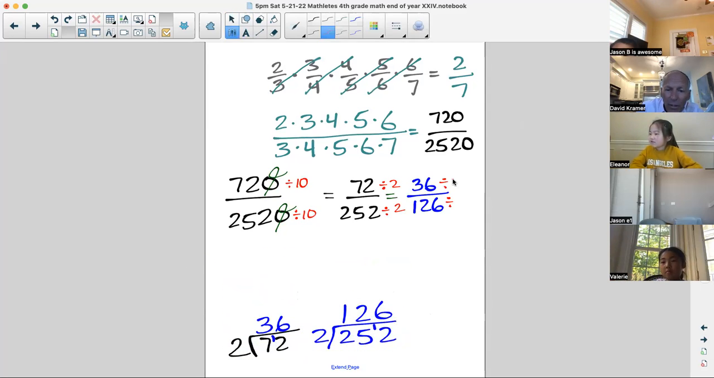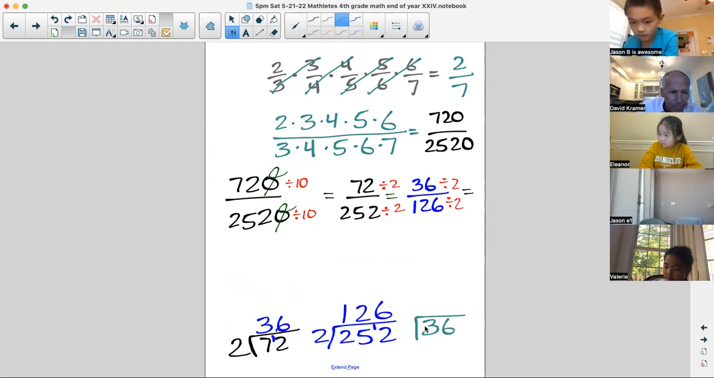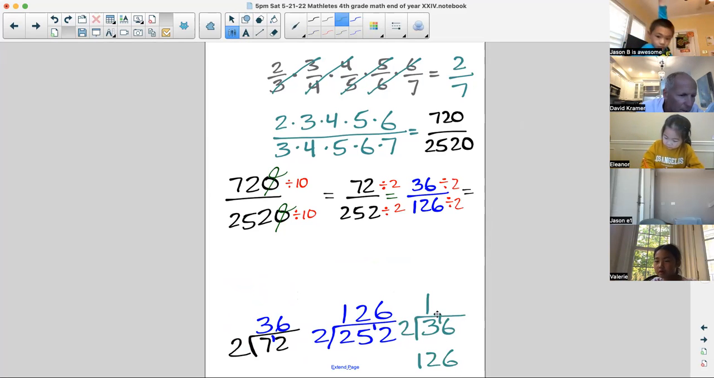So let's do it. Divide by two. We could divide by three also, but let's divide by two. Come on, we can do it. And Valerie, I want you to do the first one. Two goes into three one time with the remainder of one. And? Come on, two goes into 16, Valerie. Goes into 16 eight times. So what's the answer to the numerator? 18. 18, and Eleanor, what about the denominator?